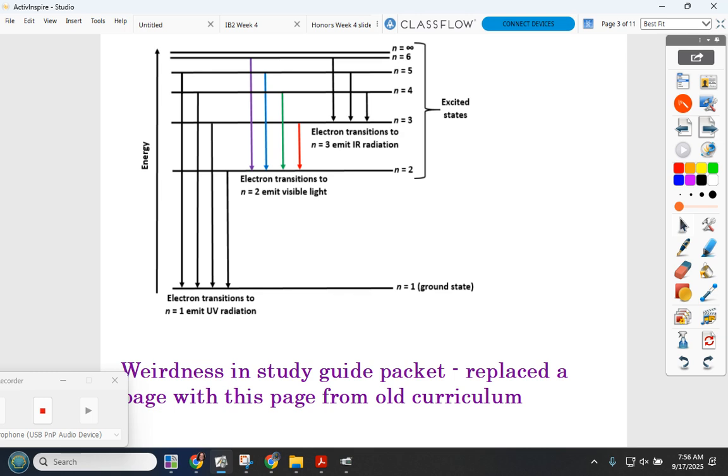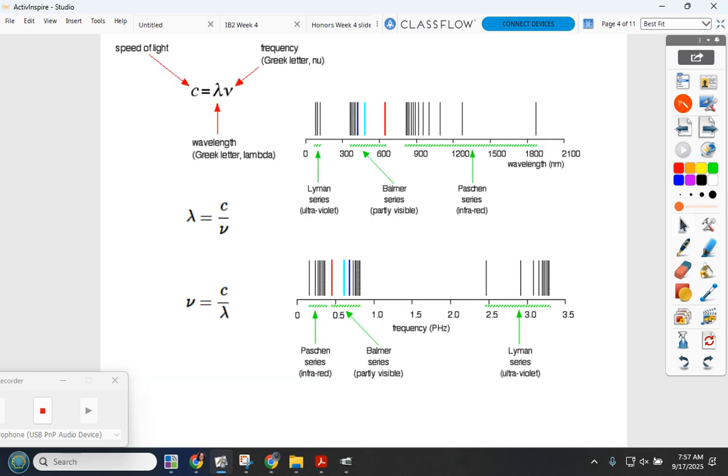But if we were to have a detector that could look at all of these things, this is what the whole series would look like if we had a spectrum going from 0 to 1800 nanometers in wavelength.